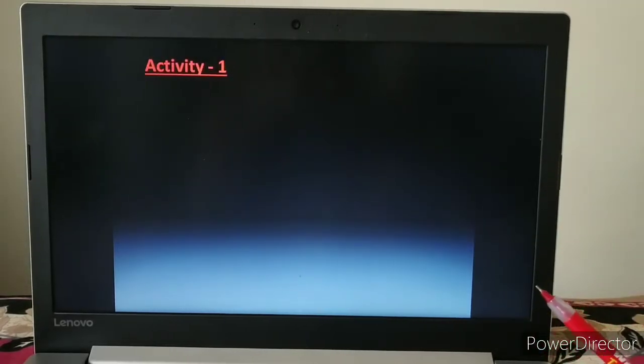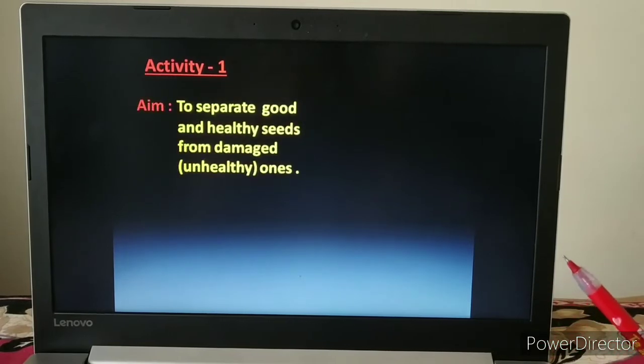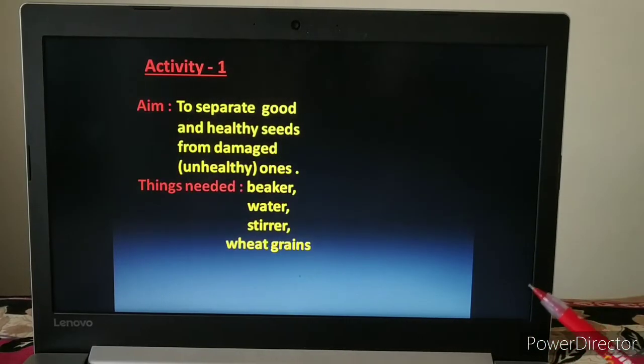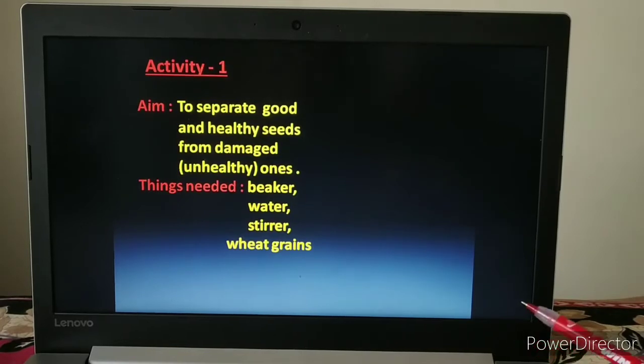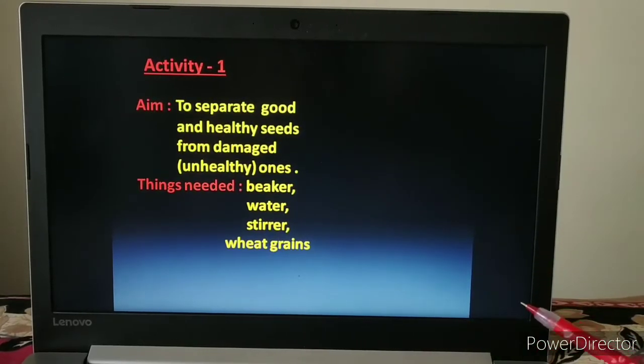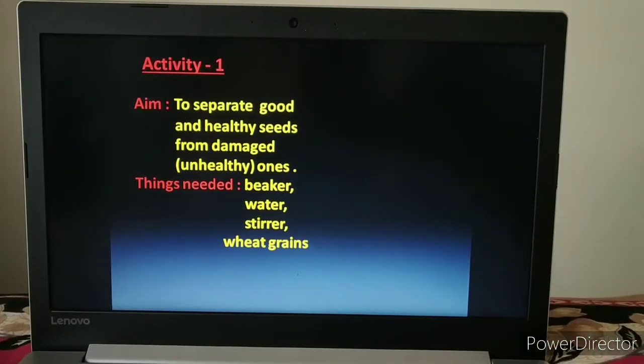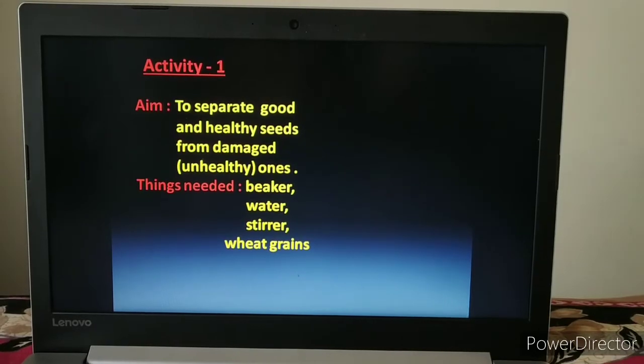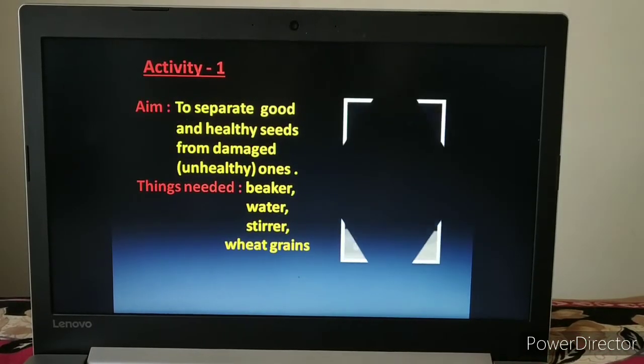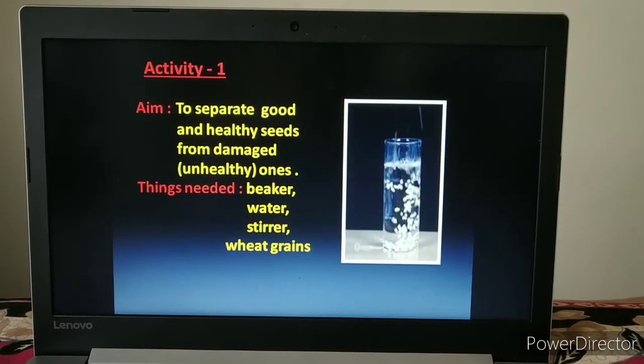So here we will perform one activity to separate the good and healthy seeds from damaged, unhealthy ones. We require a beaker. You can take a transparent glass also, water, a stirrer to stir the mixture, and wheat grains. Instead of wheat grains, you can take green gram, it means moong. So here one picture will give you the idea.